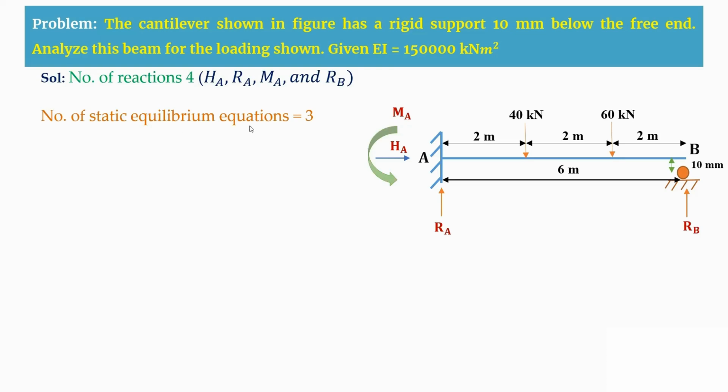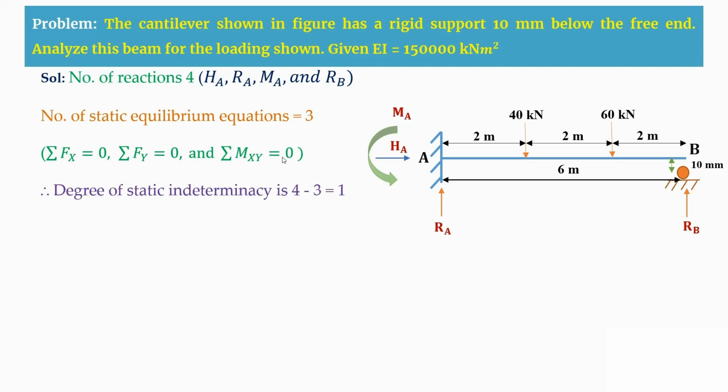And the static equilibrium equations here are 3. That is sigma Fx, sigma Fy, and moment equal to 0. Now the degree of static indeterminacy is number of reactions minus static equilibrium conditions. So that is 1.